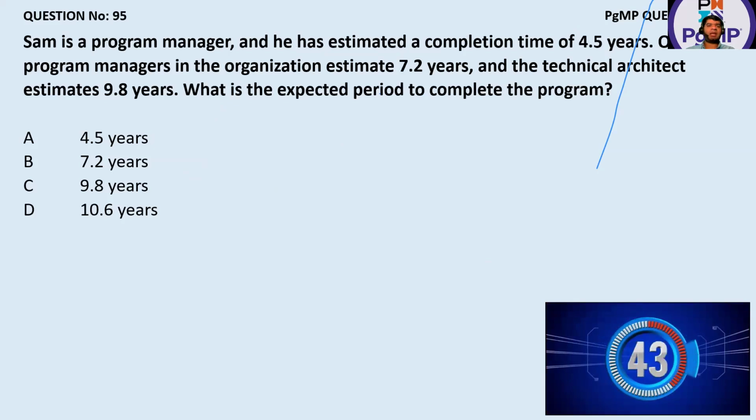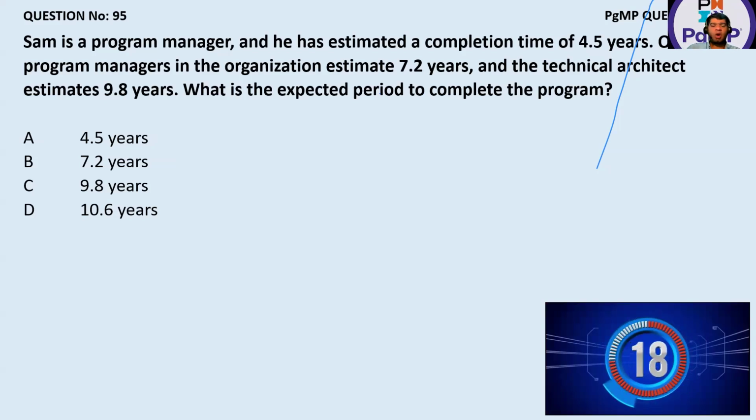Sam is a program manager and he has estimated a completion time of 4.5 years. This is the least time, so this is known as optimistic. Other program managers in the organization estimate 7.2 years. This is most likely, M. And the technical architect estimates 9.8 years. This is pessimistic, meaning worst case. So what is the expected period to complete the program?